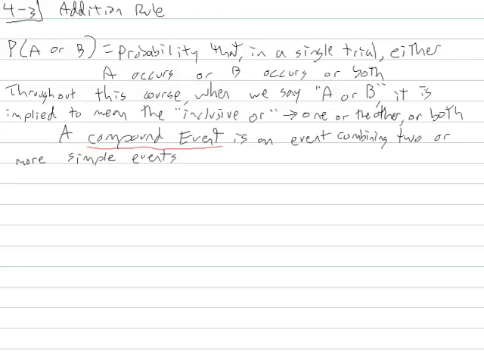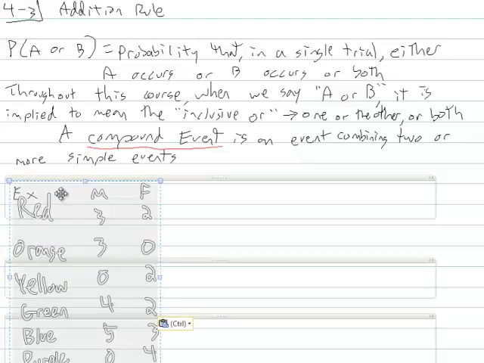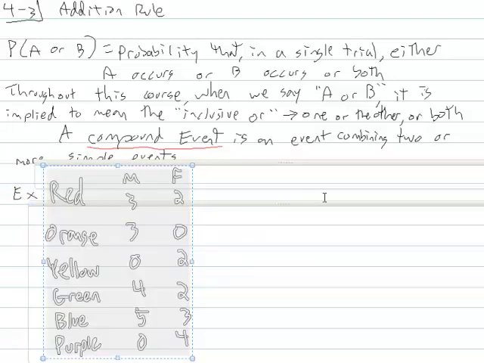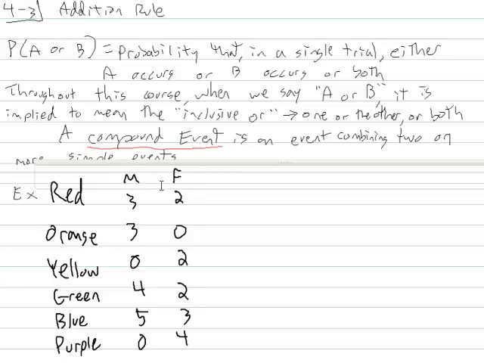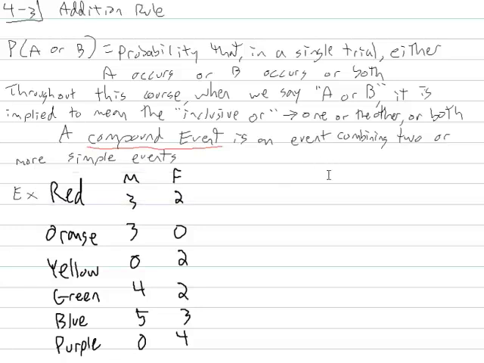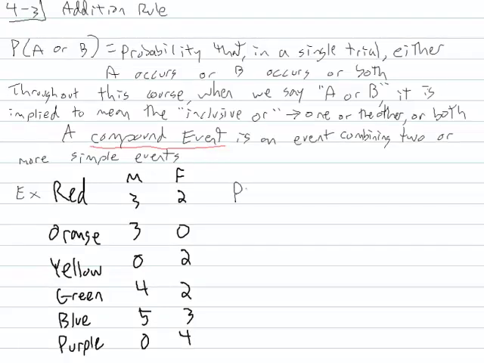Now to see what's going on here, let's look at an example. We're actually going to pull this from a little survey we did in class. And we have this chart here that says for the males and females in the room what the favorite color was, from the 6 primary and secondary colors. I could ask, what is the probability of selecting a random student whose favorite color is red, or a student whose favorite color is orange?